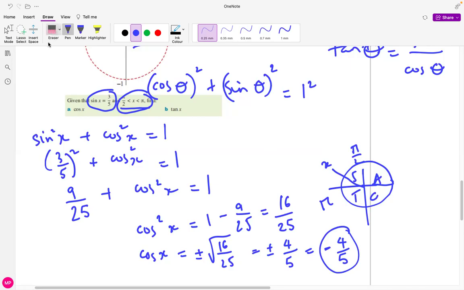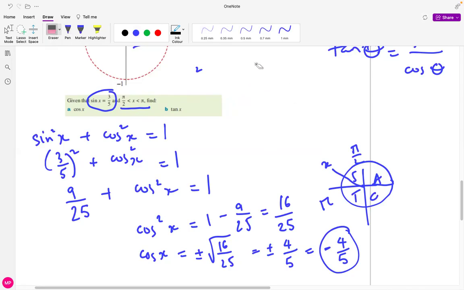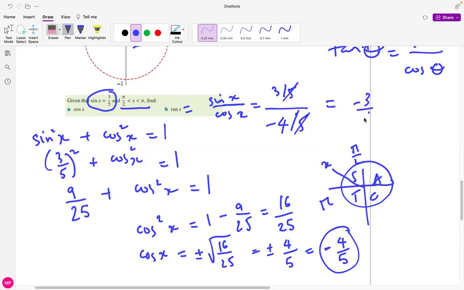Now, if I look for tan theta, so it's a bit messy. So tan of x will be sine of x divided by cos of x. So sine of x is 3/5, cos of x is negative 4/5. Sorry, 3/5 divided by negative 4/5. The 5 will go away. You have negative 3/4.